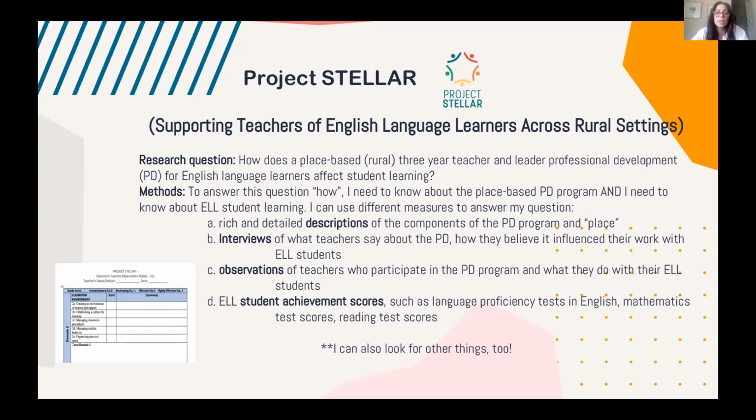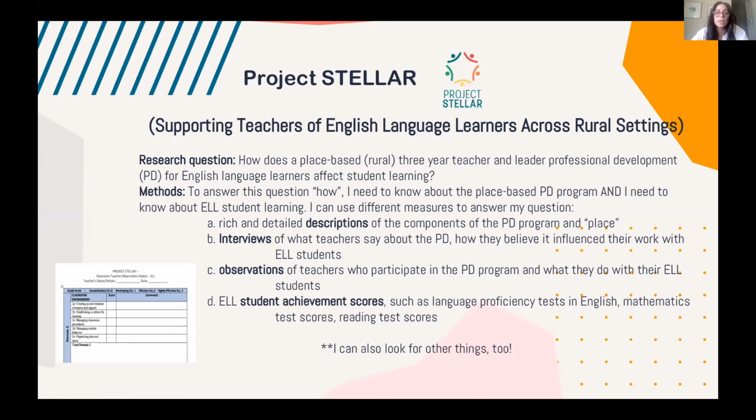So I was looking at this thinking, okay, what are some of the ways I can answer this question? What are some of the things I want to know about this study? Some of it is, for example, rich and detailed descriptions of the professional development. I would want to know, what was the professional development program? Where did it take place? How did teachers and leaders participate? What do they think about it? If I want to know what they think about it, if they liked it, if they didn't like it, what they liked about it, I need to ask them.